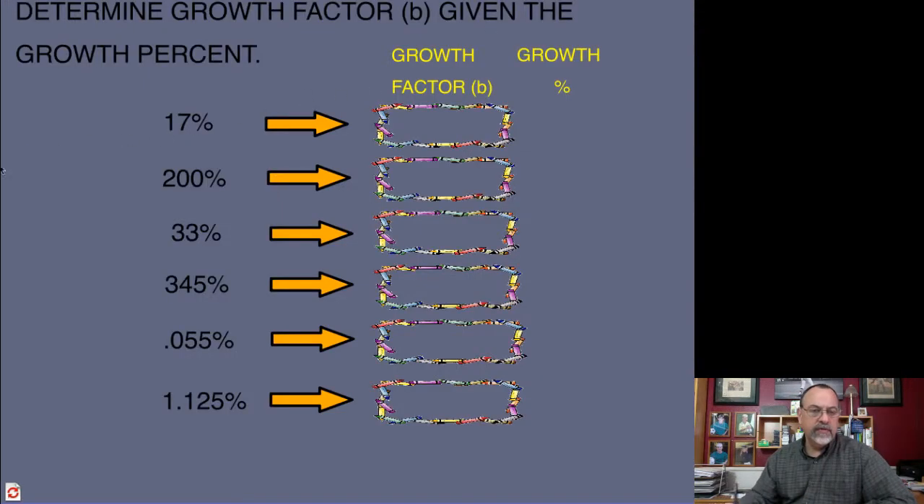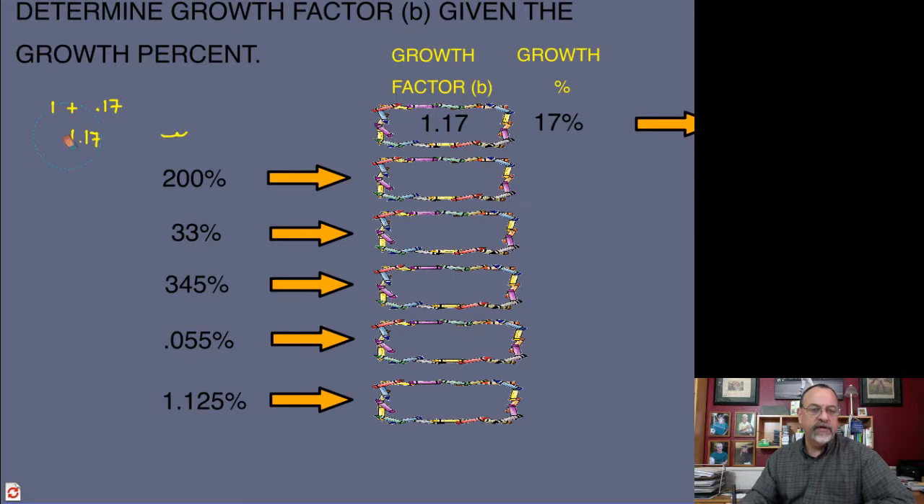So let's look at a couple of examples very quickly here. If the growth rate is 17%, what would be the growth factor? I take the 17% and write it as a decimal, so I move the decimal point 2 to the left, and then I add 1 to it. So 1 plus 0.17 is 1.17. The value that would go into the equation for b is 1.17. That represents a 17% growth.